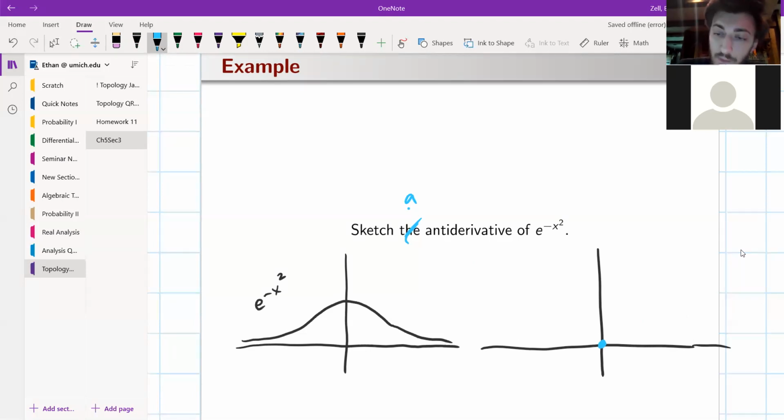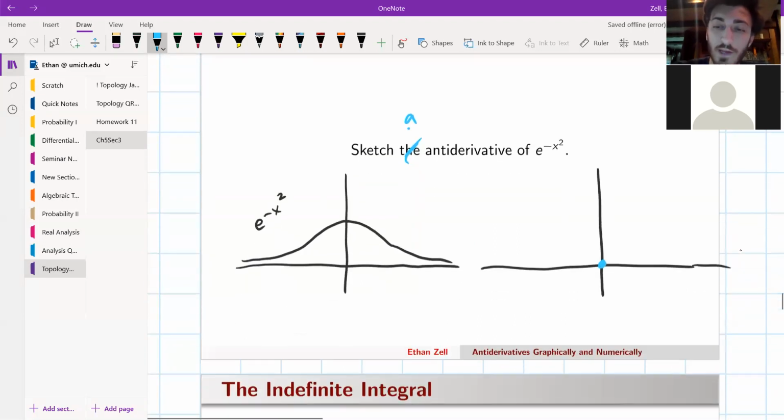So I fix my point at the origin that my curve has to contain, and now I notice that e to the minus x squared is always positive. And it's growing slower to the left, and then it grows faster as we get toward the origin, that's over here. And then it starts to slow down again. So it sort of looks something like this. It almost looks like an arctangent, but it's not arctangent.